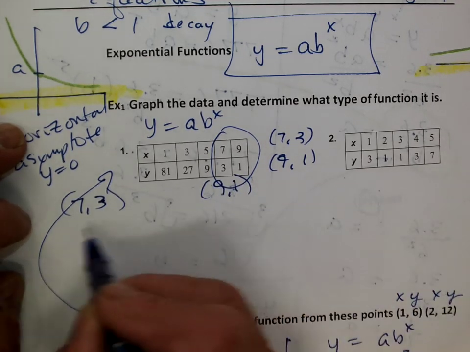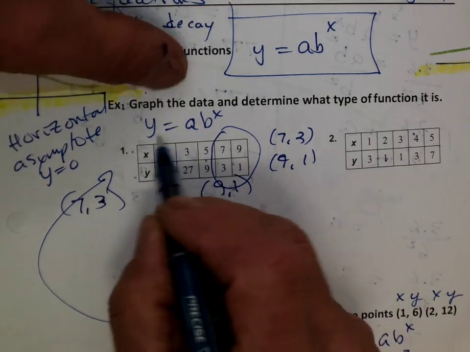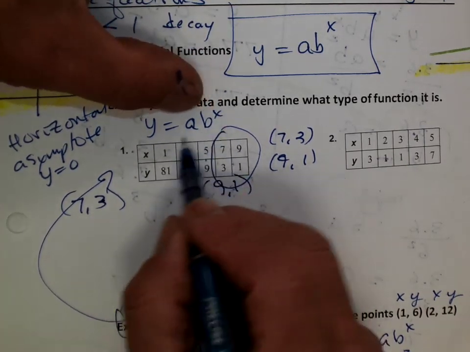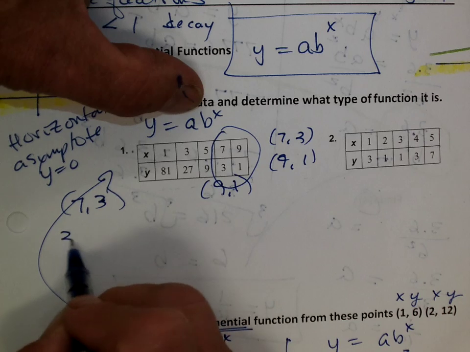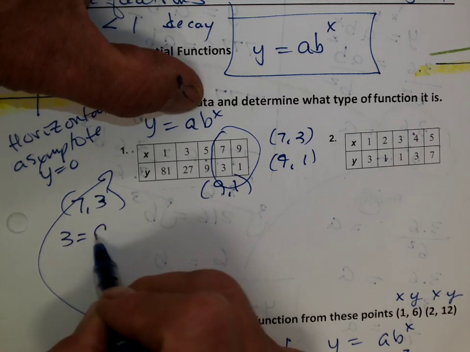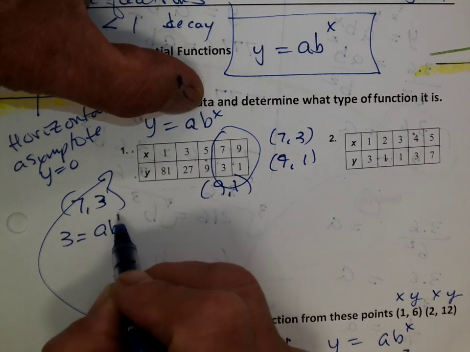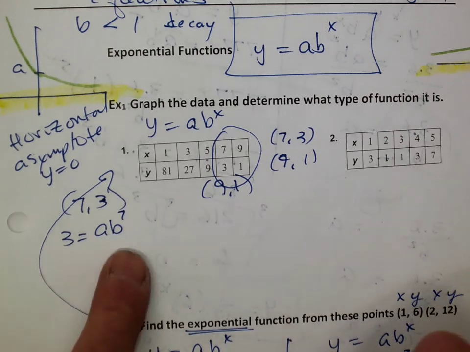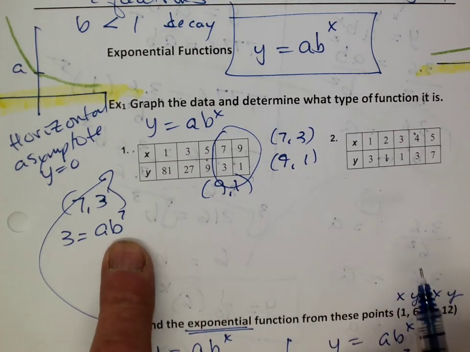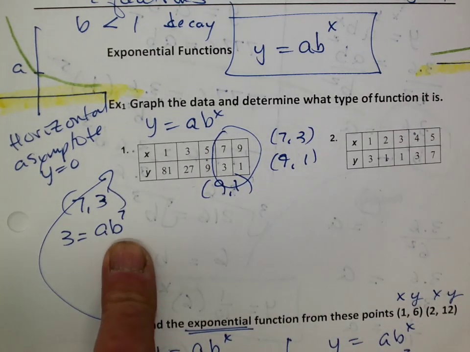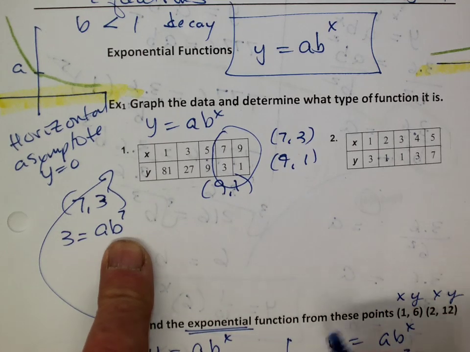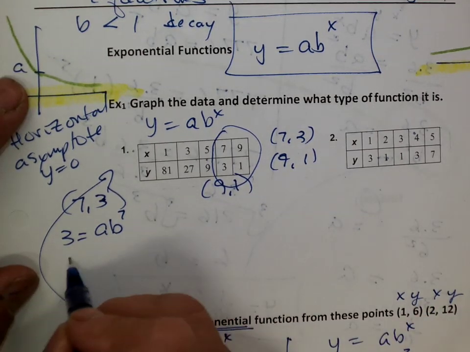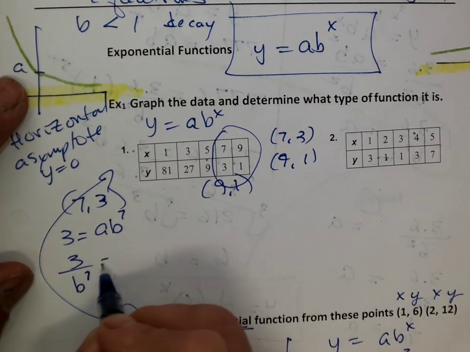We'll do the same process. We'll go y equals ab to the x, right? So I'm going to go, okay, y equals, so 3 equals ab to the 7th, okay? Let's solve for a. Don't solve for b because then you have to take the 7th root. That would be silly. You could, but why bother? Let's just divide by b to the 7th. So I got 3 over b to the 7th equals a, okay?